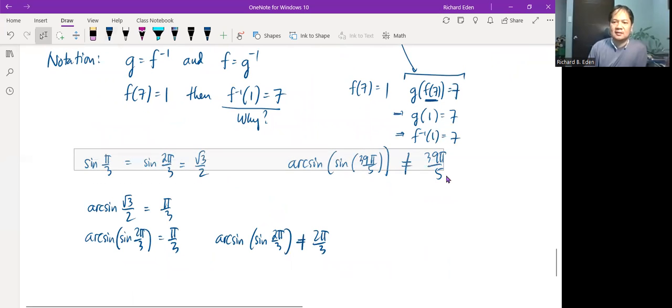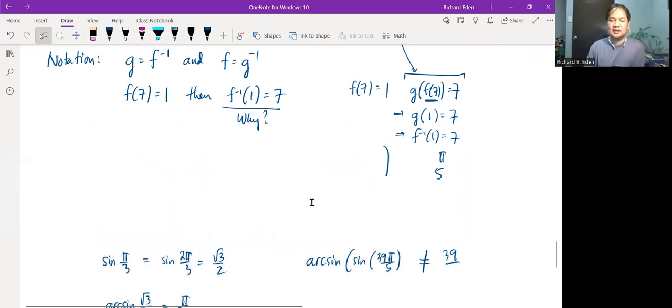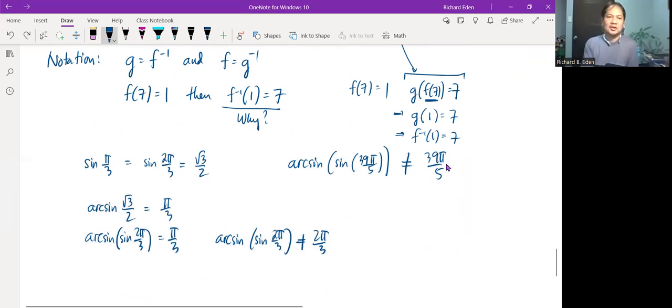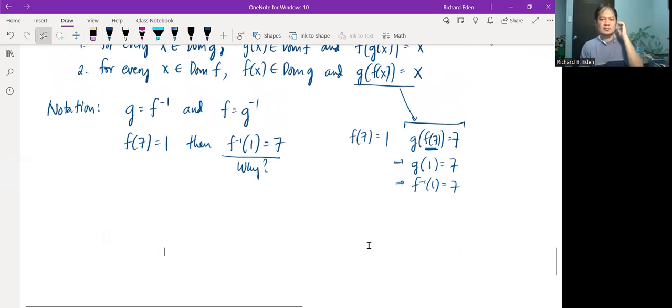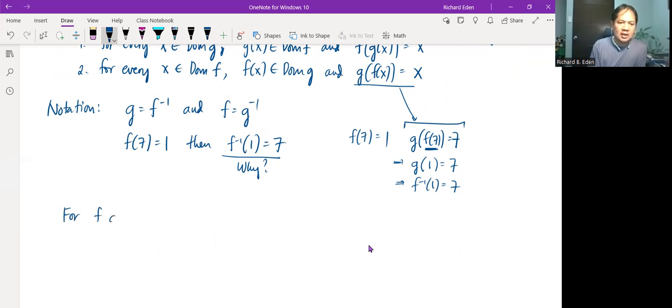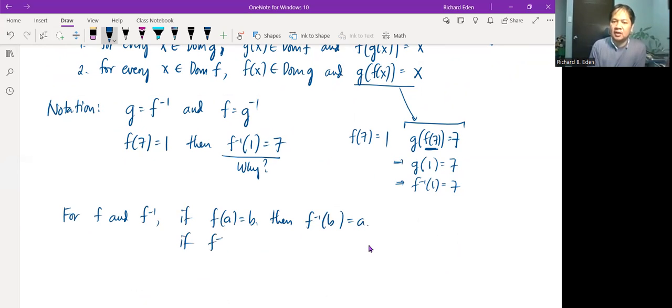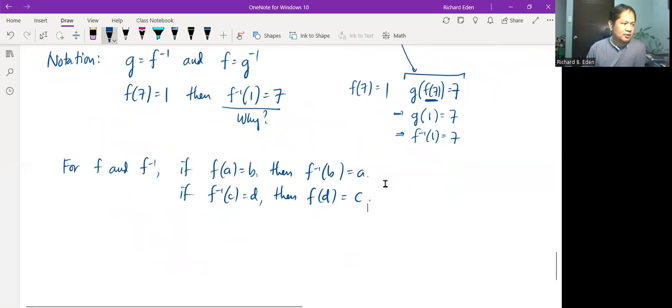All right. So for inverse functions, borahin ko na ito, ha? So for f and f inverse, if f of a equals b, then f inverse of b equals a. And if f inverse of c equals d, then f of d equals c. So parang nagbabatuhan sila ng mga inverse functions.